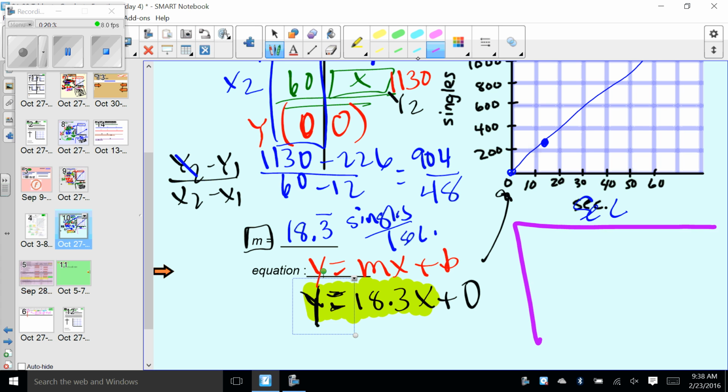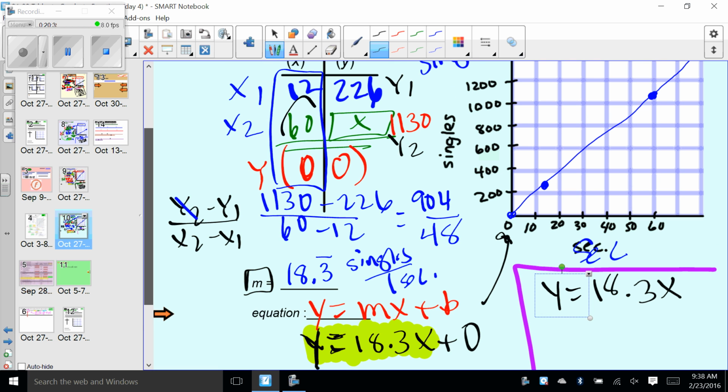So if we go ahead and write that equation over here, we have y equals 18.3x. We want to know what happens in 60 seconds, which is the equivalent of a minute. So we go ahead and plug in 18.3 multiplied by the 60 seconds. So 18.3 singles for 60 seconds. How many would that be? Now, reminder that I did round this. Ooh, that should have been 18.83. My fault.